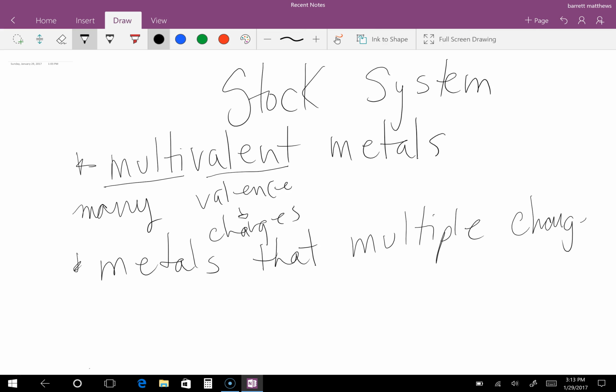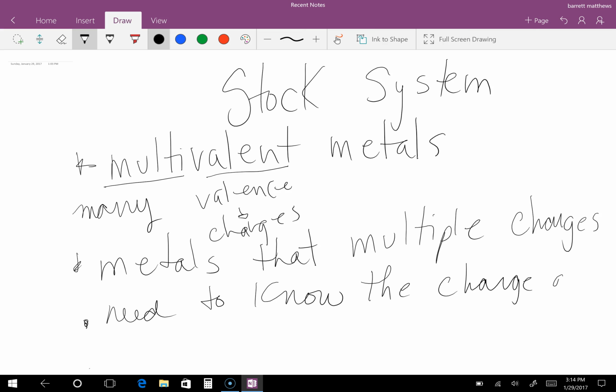This can be confusing when naming them. Because of this, we need to have a system in which we can figure out what charge someone is talking about whenever they name a compound.